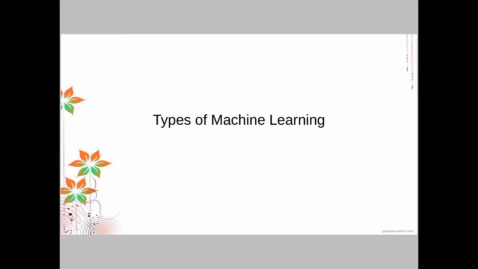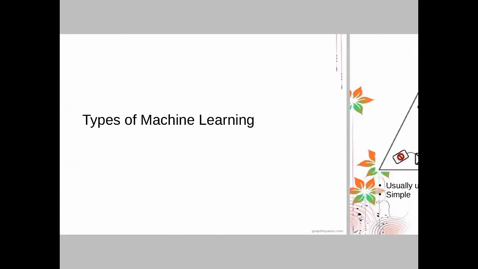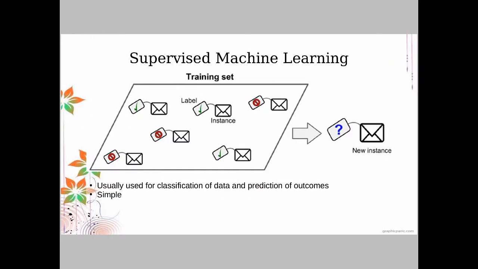Following on from our previous lecture, we have now the types of machine learning. We currently have four types of learning. The first two are the oldest and one of the most established. The first one is supervised machine learning. It's a relatively simple type of machine learning, and this one is usually used for classification of data and prediction of outcome. So how do you do supervised machine learning?